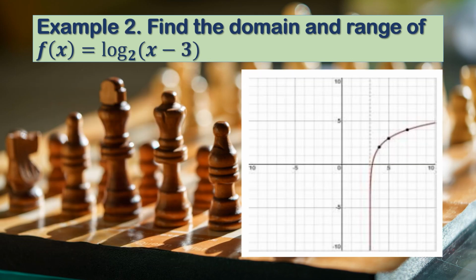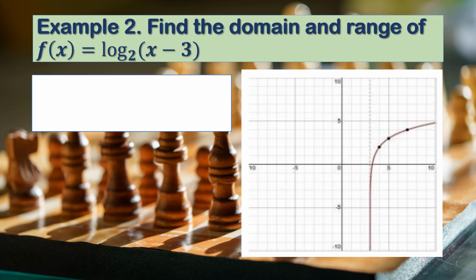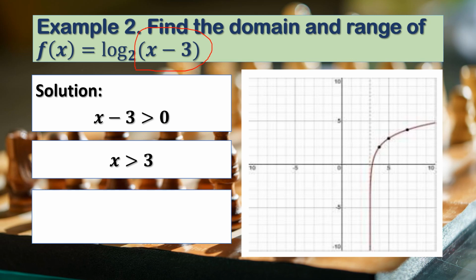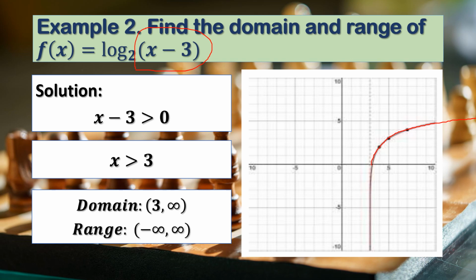So let's have another example. Find the domain and range of the function f of x is equal to log of x minus 3 with base 2. So the first thing we have to do is to set up an inequality wherein we are going to show an argument greater than 0. So we will use this portion. So we have x minus 3 greater than 0. Then solve for x. So x is greater than 3. Therefore, our domain is 3 to positive infinity. And then, our range is negative infinity to positive infinity.